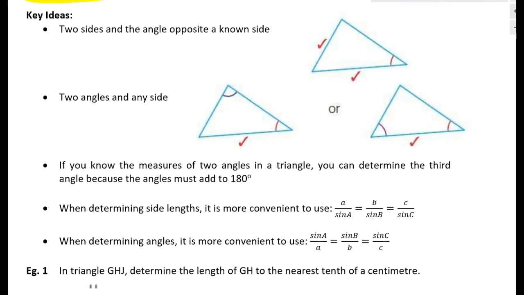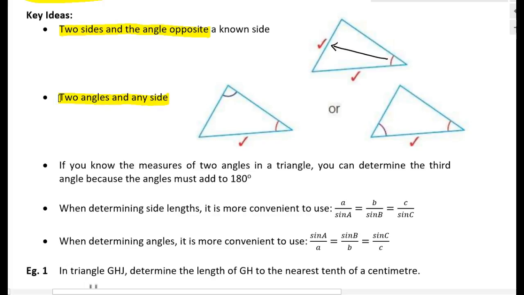When can you use sine law? Well, if you have two sides and an angle opposite a known side. Okay, so the key thing there is that it needs to be across from a known side. Another option is if you have two angles and any side.